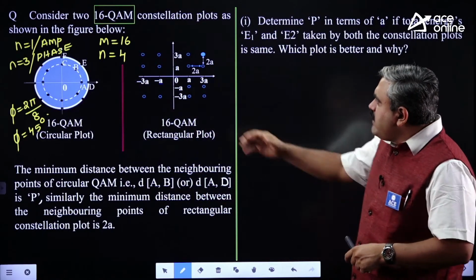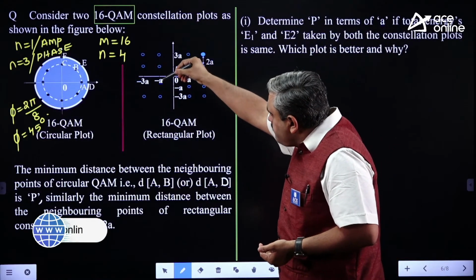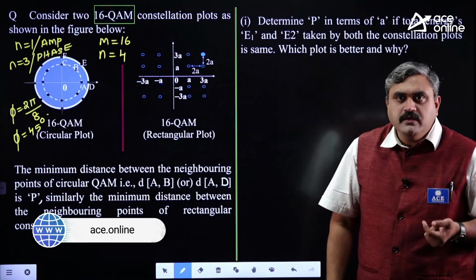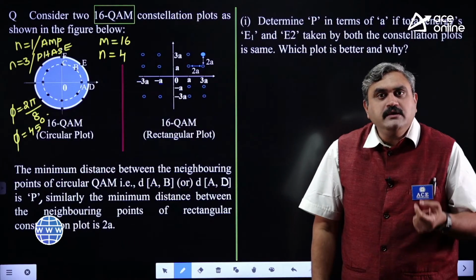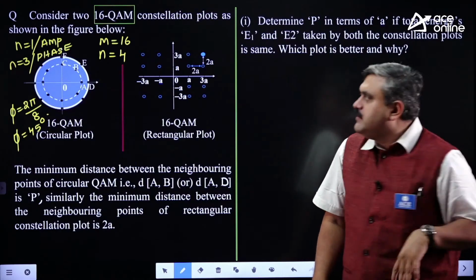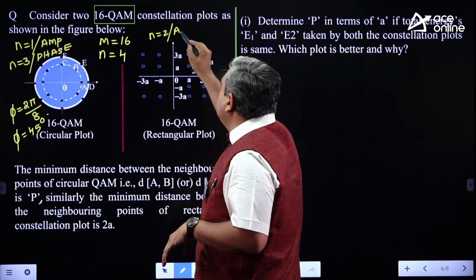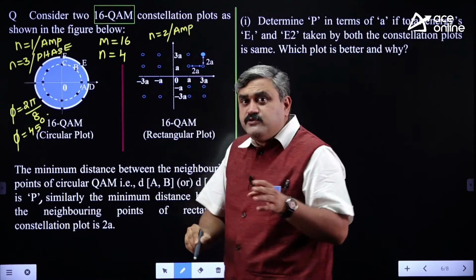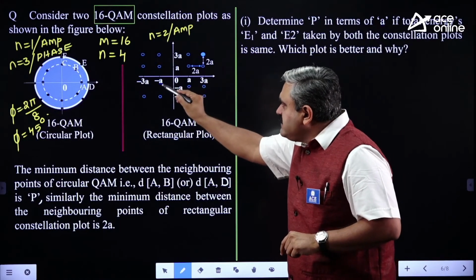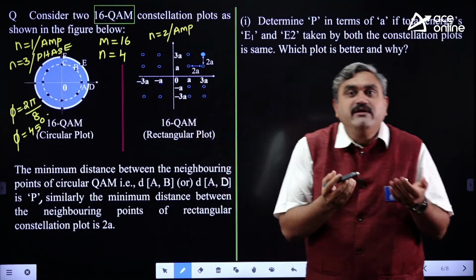Now, as you can see very clearly, I am using amplitudes on the x-axis as well as amplitudes on the y-axis, correct? So what I am doing, I am using 2 bits for representing amplitude and 2 bits for representing phase. So here n equal to 2 for amplitudes. 2 bits used for amplitudes means you will get 4 different amplitudes. What are those 4 amplitudes? A, minus A, 3A, minus 3A. Similarly on the y-axis, I got 4 different amplitudes.